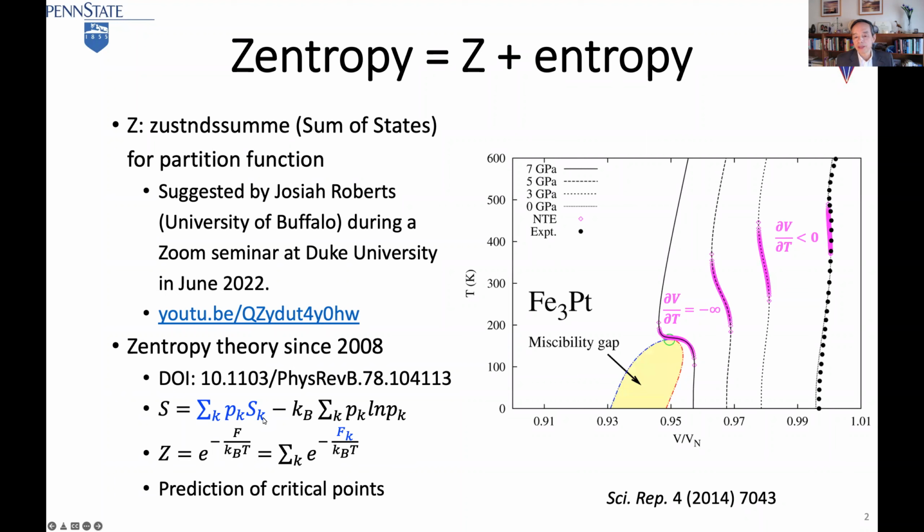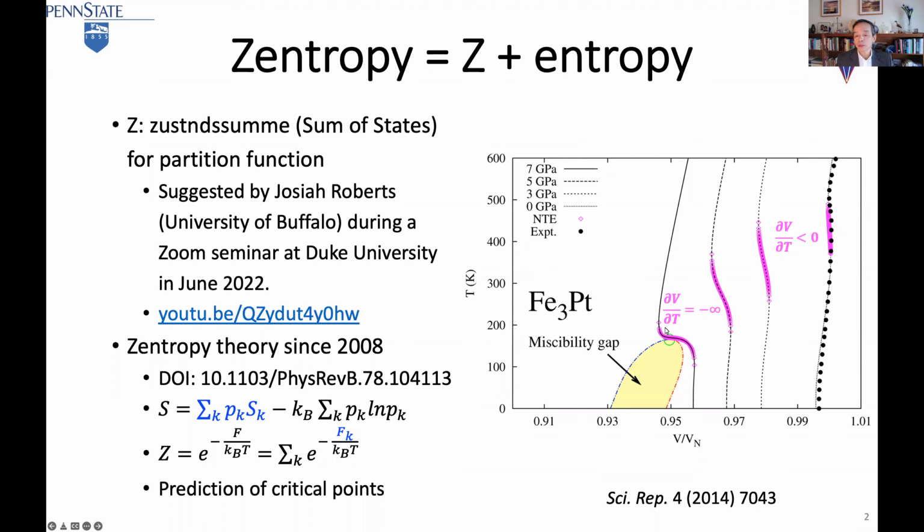Here's an example for the invar alloy Fe3Pt. In this temperature-volume phase diagram, there is a miscibility gap with the critical point on top of it. We also have three curves here for the volume as a function of temperature at fixed pressures of 0, 3, 5, and 7 gigapascals. At 7 gigapascals, it reaches the critical point.